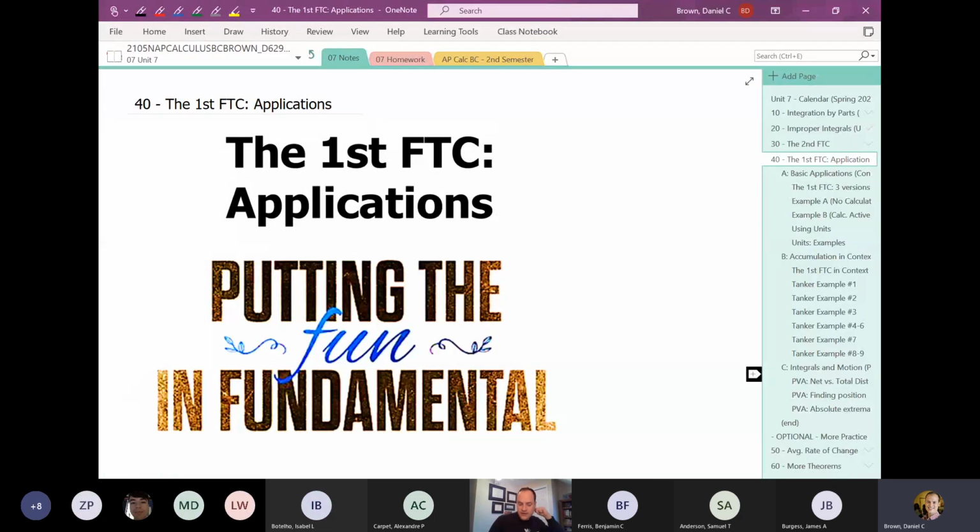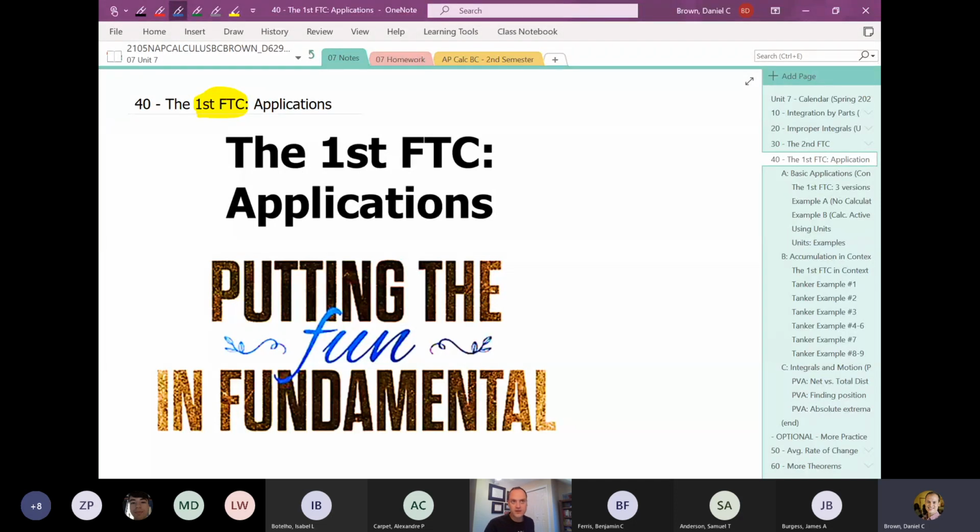Opening up class, what we're going to be talking about today and honestly all next week is applications of the first fundamental theorem of calculus, which we know is what tells us how we can evaluate the definite integral. This is probably one of the more important units. Obviously applications, that's the whole point of learning calculus.